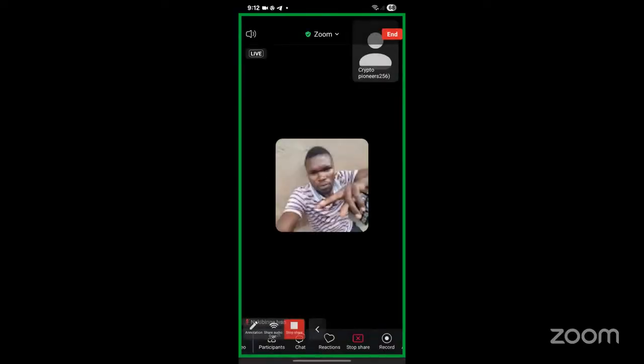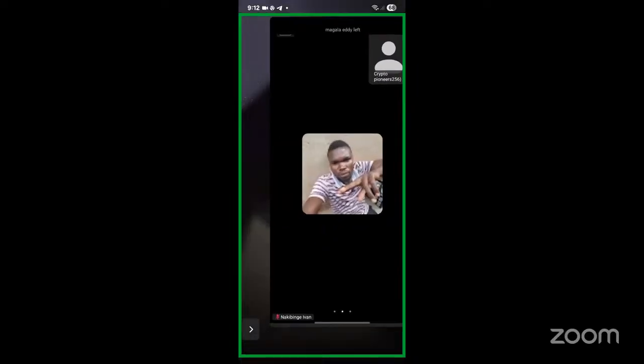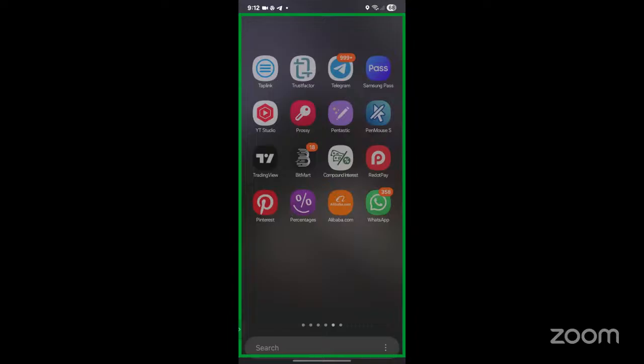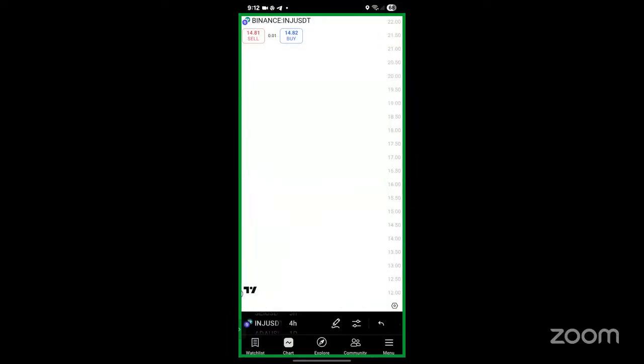All right, we are going to look at something that is not very new. However, it's not very new to you, but you can use it during trading.